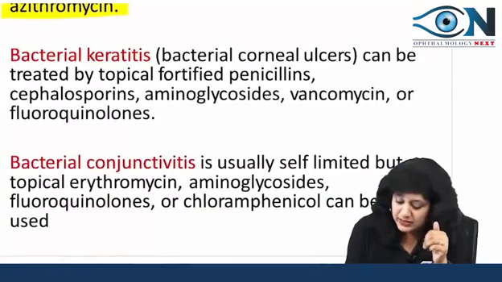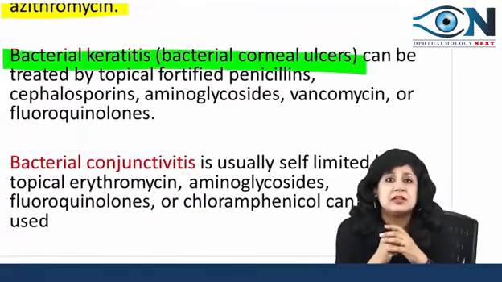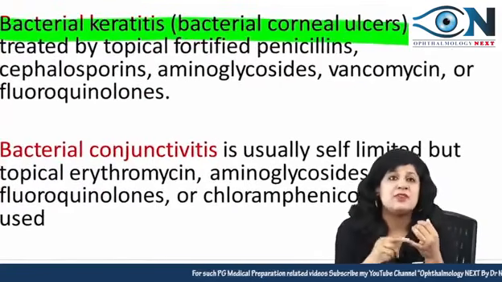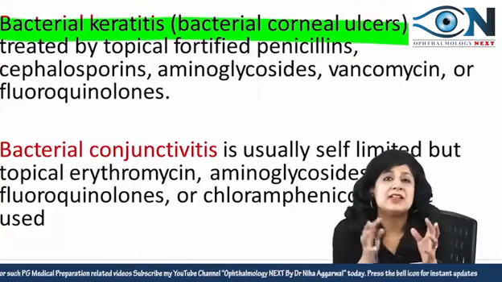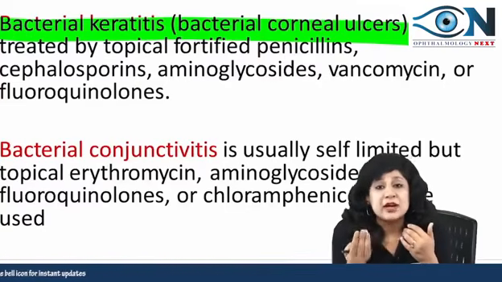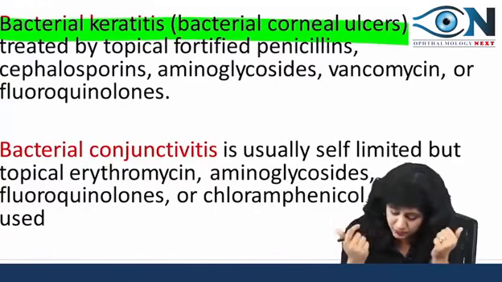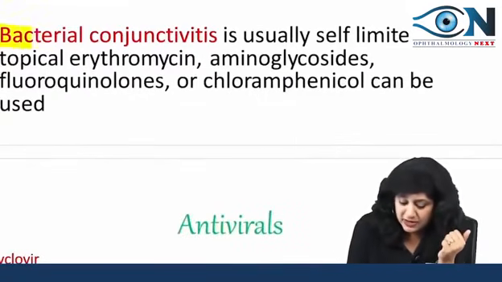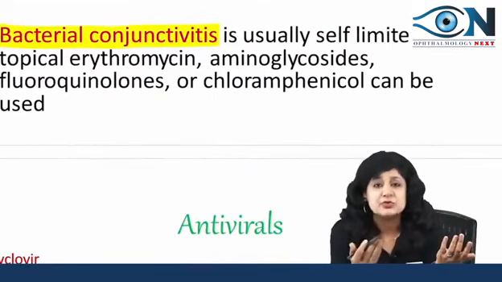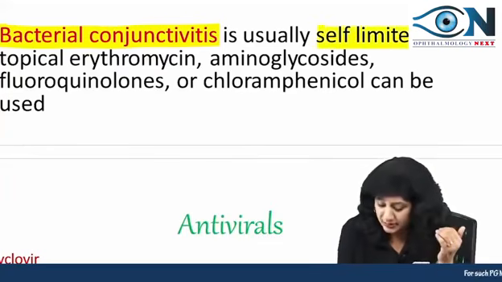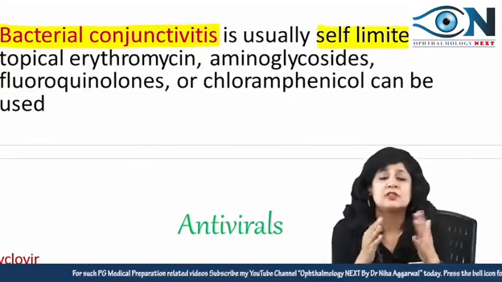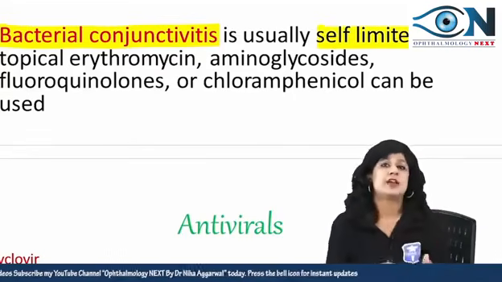Then another important thing is the bacterial keratitis or the bacterial corneal ulcers. When you are treating the bacterial corneal ulcers, we are giving the fortified drugs. Fortified drugs means you are increasing the concentration by adding the injections to it. So we can use the penicillins, the vancomycins, cephalosporins, aminoglycosides, fluoroquinolone. So these are the drugs that we are using. But conjunctivitis is often less severe in comparison to the keratitis, and these infections are usually self-limited, but we can use the topical erythromycin, again aminoglycosides, fluoroquinolones, chloramphenicols, same drugs could be used. So this was about your antibiotics.